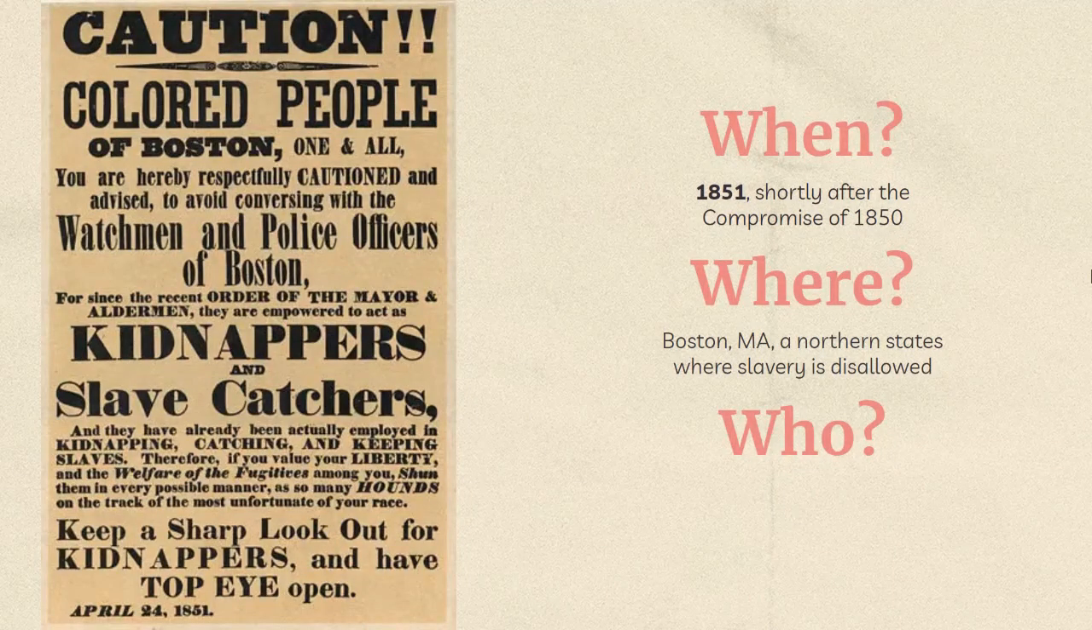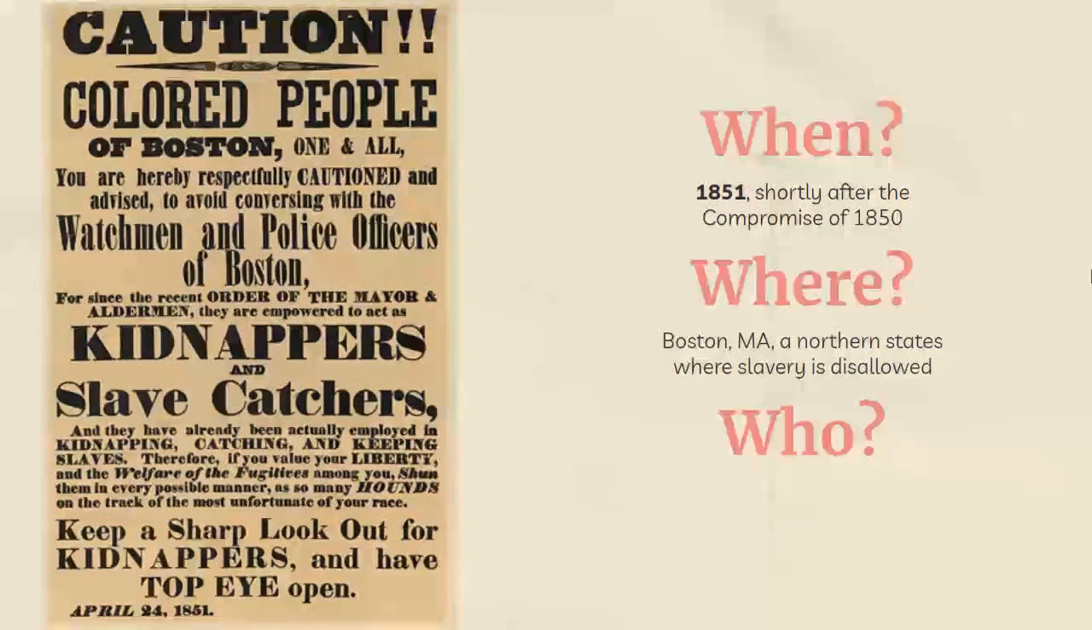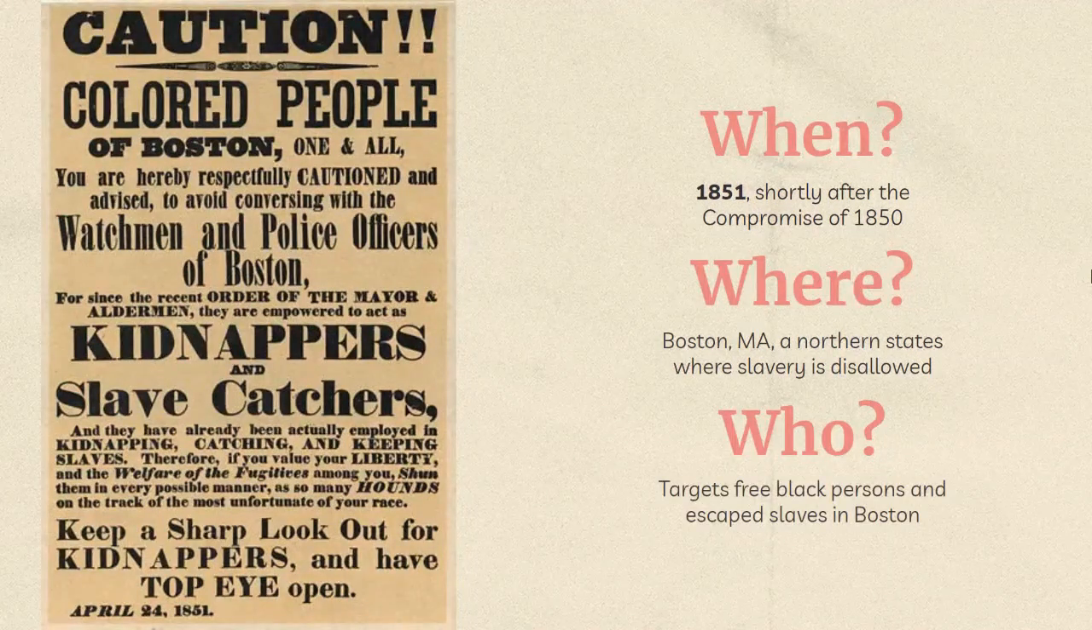Finally, who does this involve? Well, we can say a couple of things about who it involves. The target of it is free Black persons and escaped slaves in Boston, but it also indirectly involves white individuals in the same area. If you're thinking that it has to do with the Fugitive Slave Act of 1850, you are correct. Shortly after 1850, this comes out, Fugitive Slave Act in 1850. In 1851, this is published.